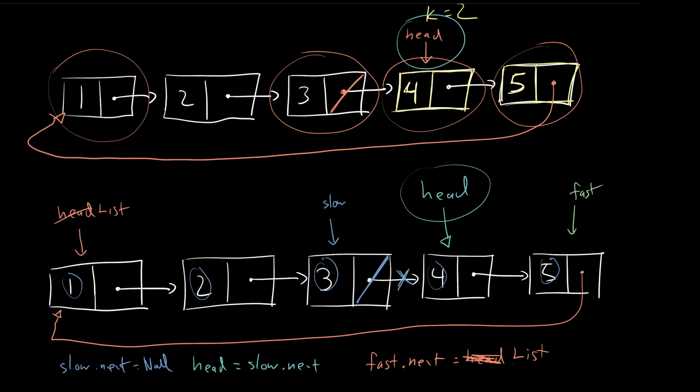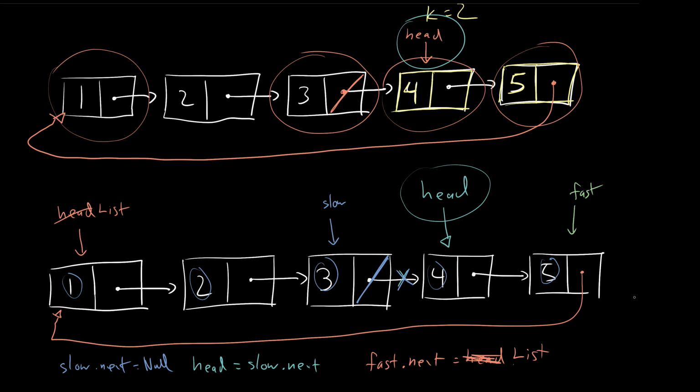Now, what is the time complexity of that? The time complexity is linear because the fast pointer has to go through the list and the slow pointer also, so that's linear. And then space complexity is constant because we didn't add any new space, like new arrays or anything.